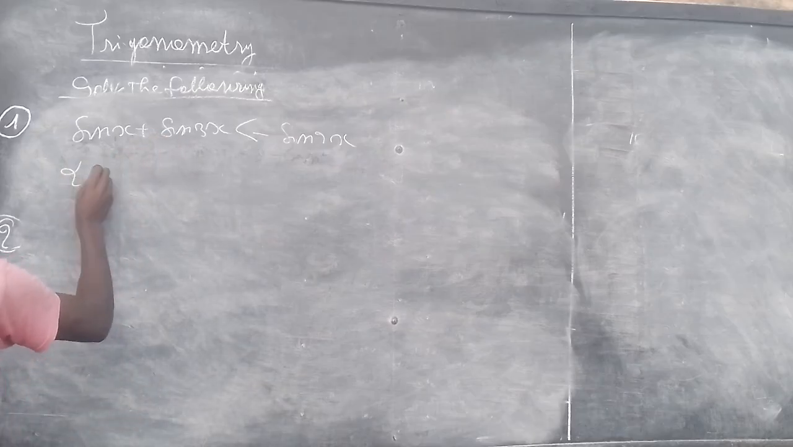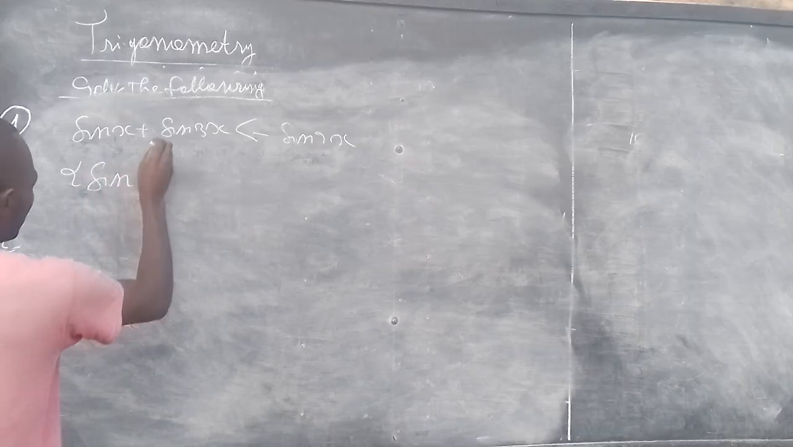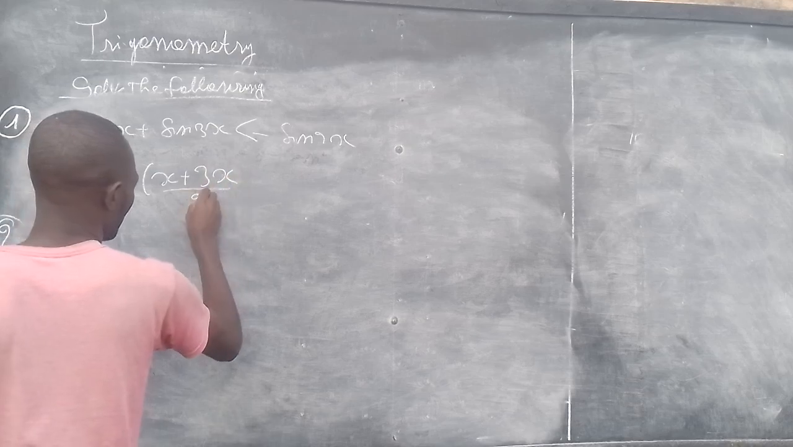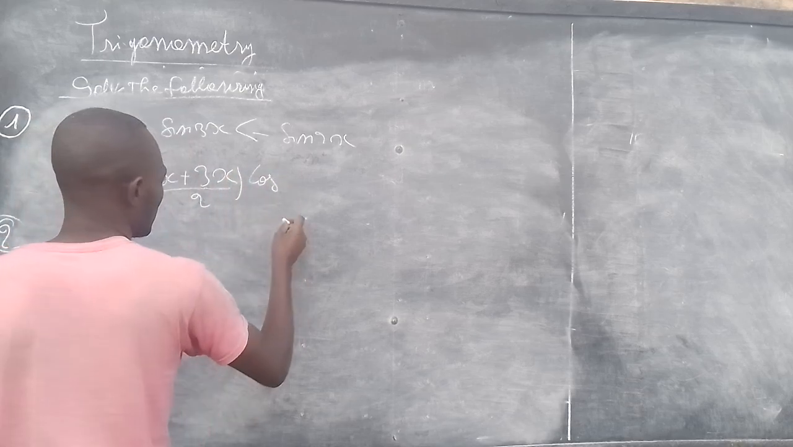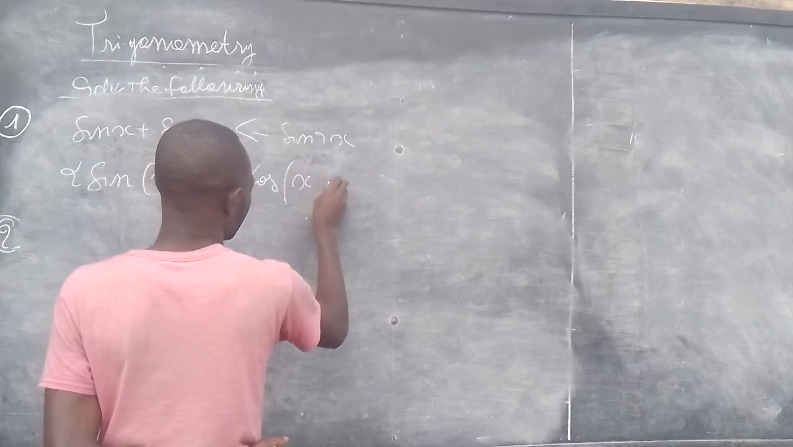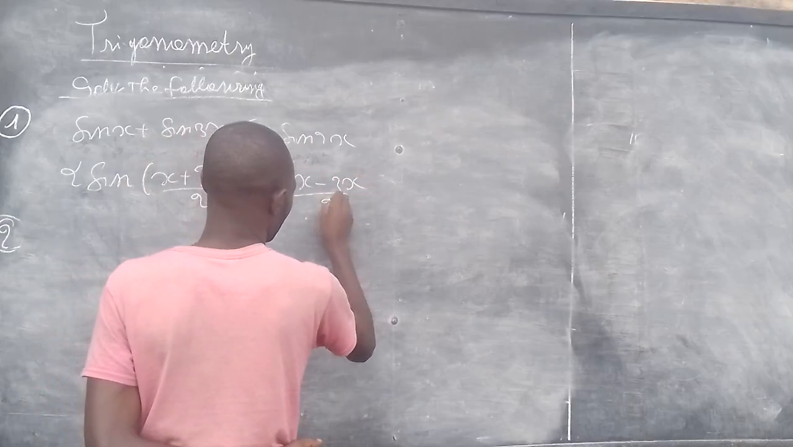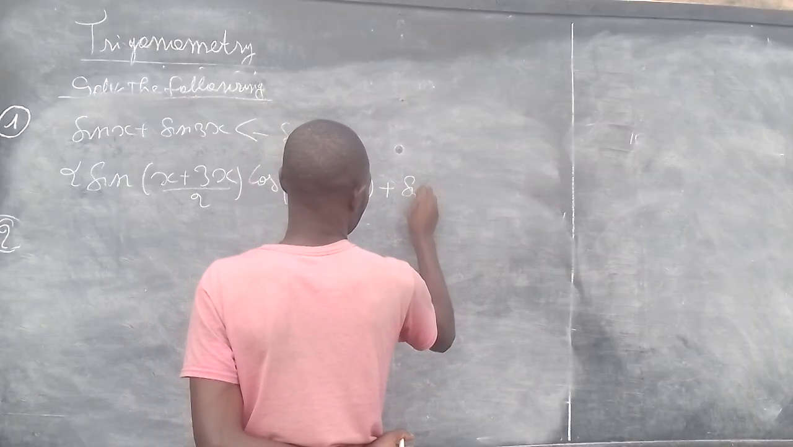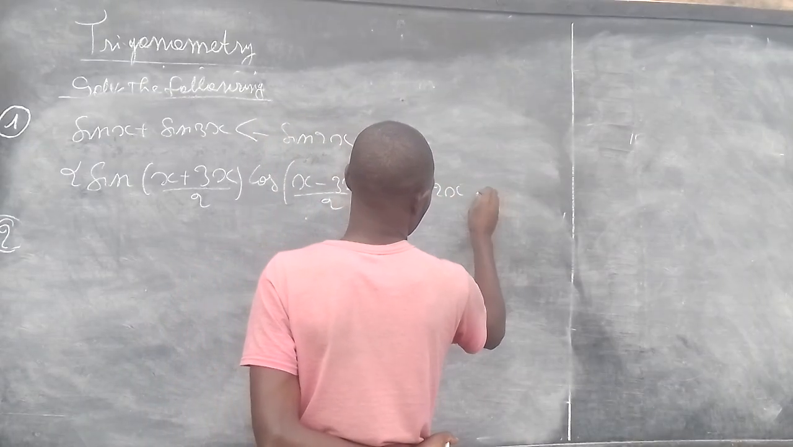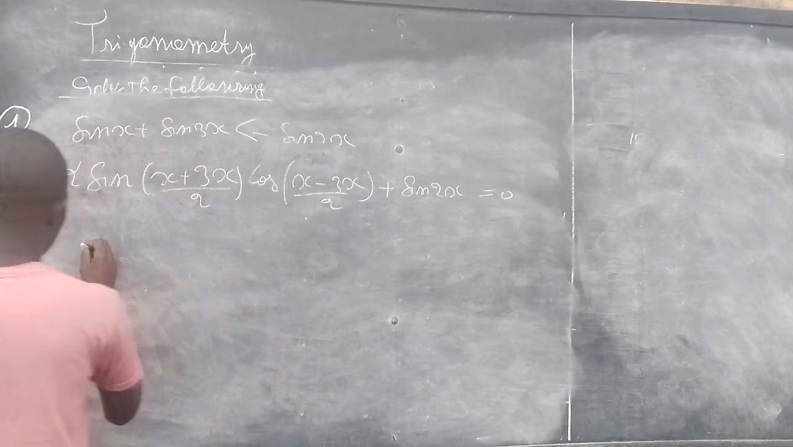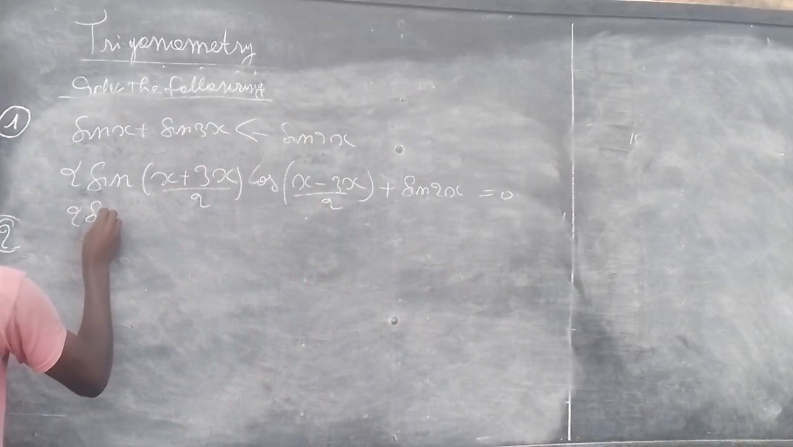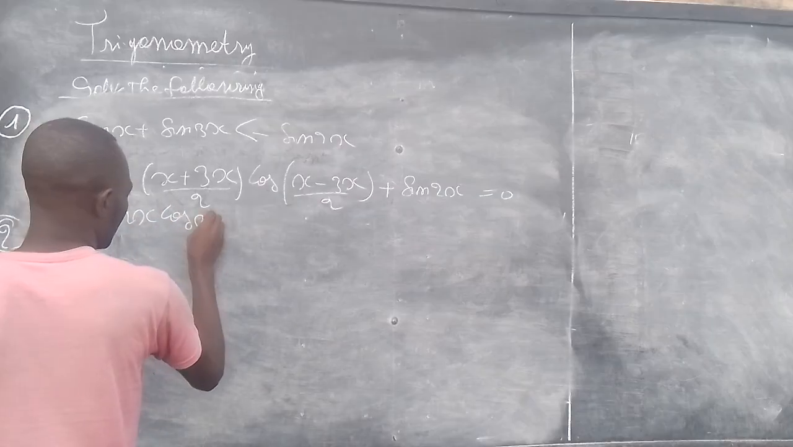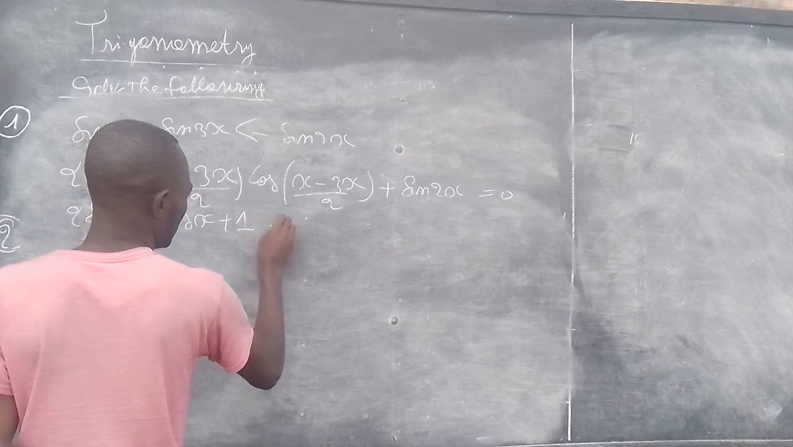So here we have 2 sin of (x plus 3x) over 2 times cosine of (x minus 3x) over 2, plus sin 2x, which is equal to 0. So here we have 2 sin 2x cosine x plus 1, which is equal to 0.